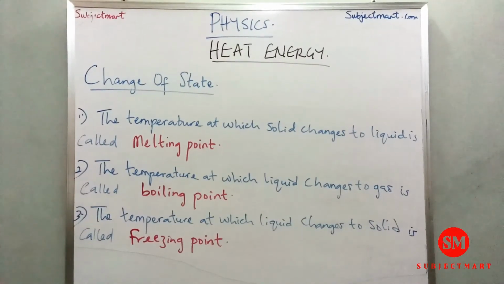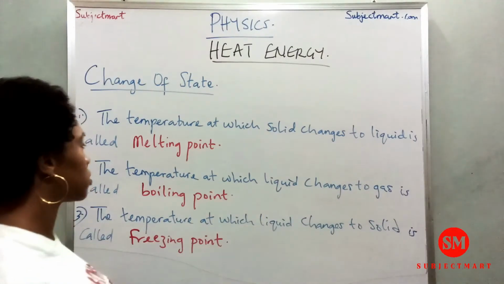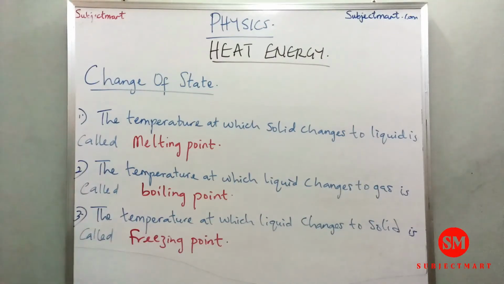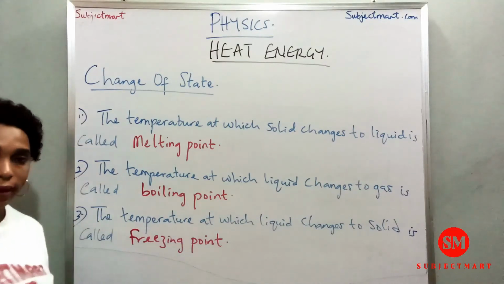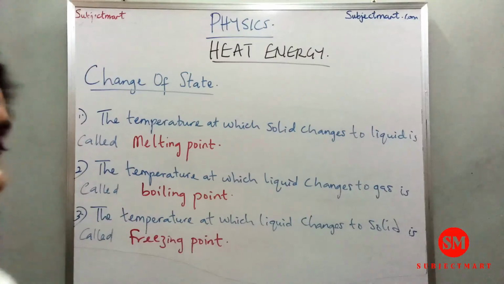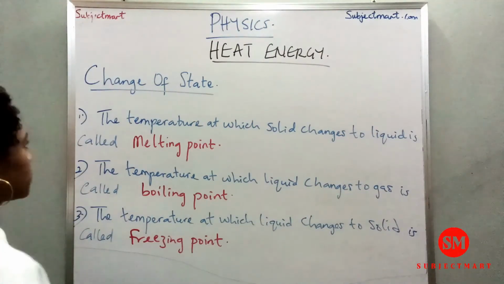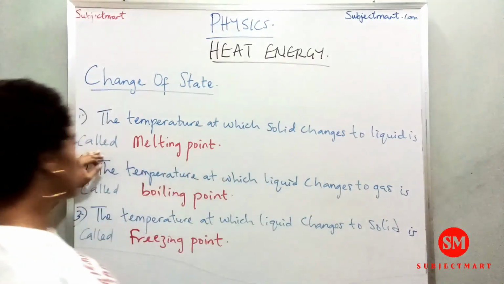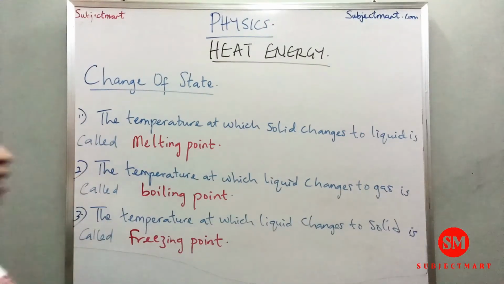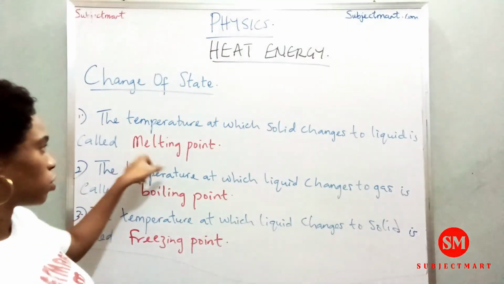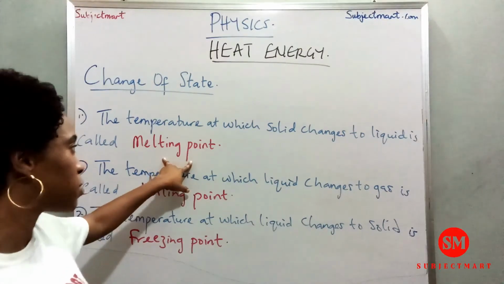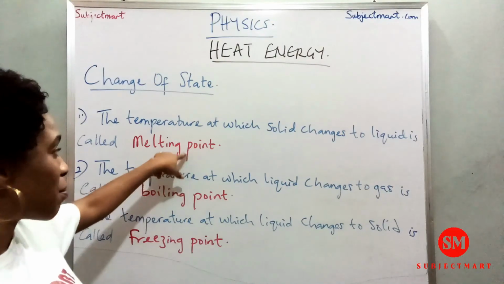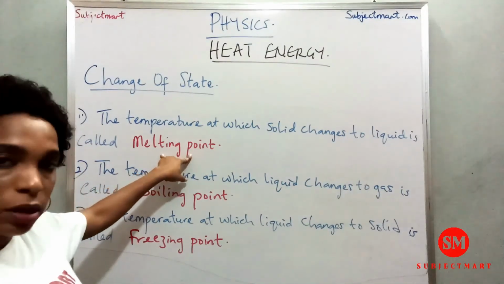So the last objective for today's lesson is change of states. So what happens during change of state? Note that during change of state, the temperature is constant. There is no change in temperature. So what we have here says that the temperature at which solid changes to liquid is called the melting point. So when ice block changes to liquid, that temperature is called melting point. And like I said earlier, during change of state, the temperature is constant. So at the melting point, temperature is constant.